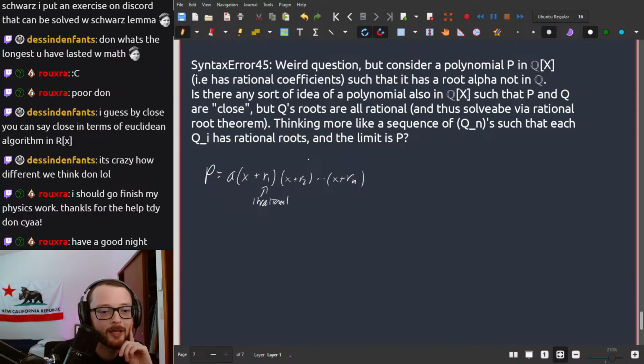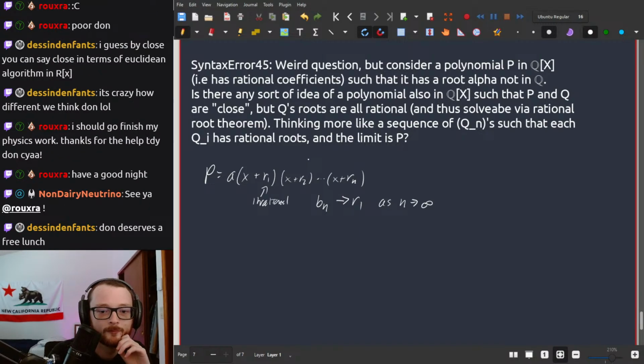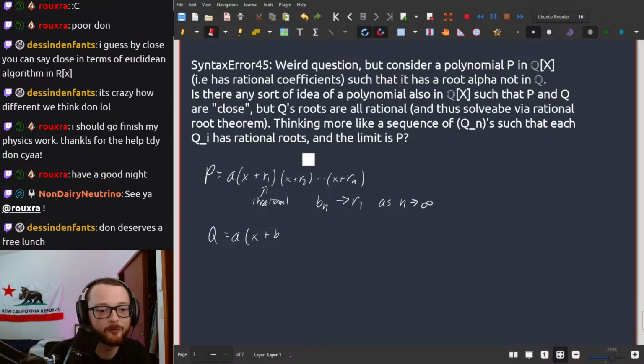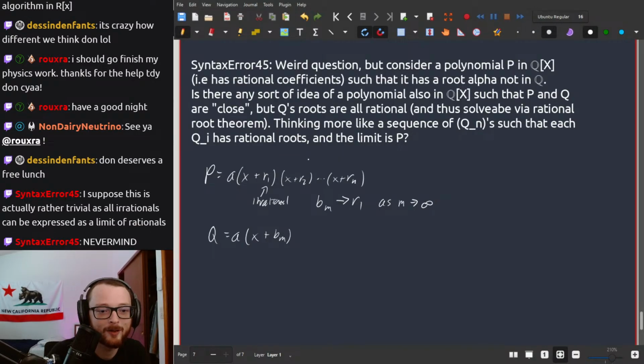Can't we just single out the irrational root and create some sequence b sub n such that b sub n approaches R1 as n goes to infinity? So then Q would be... No. Well, I guess, okay, maybe let's not double up on n's. B sub m, haha. Oh, I wasn't even doing that on purpose, but I'm sticking with it now. Yeah, that's basically what I'm trying to say here. I mean, not that that is trivial, but you can use limits of rationals. Okay, well, at least that's one thing that I could do.